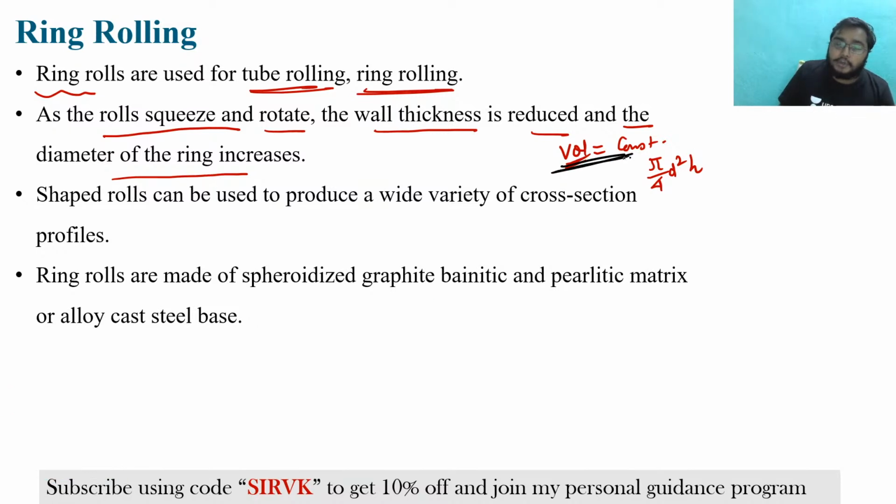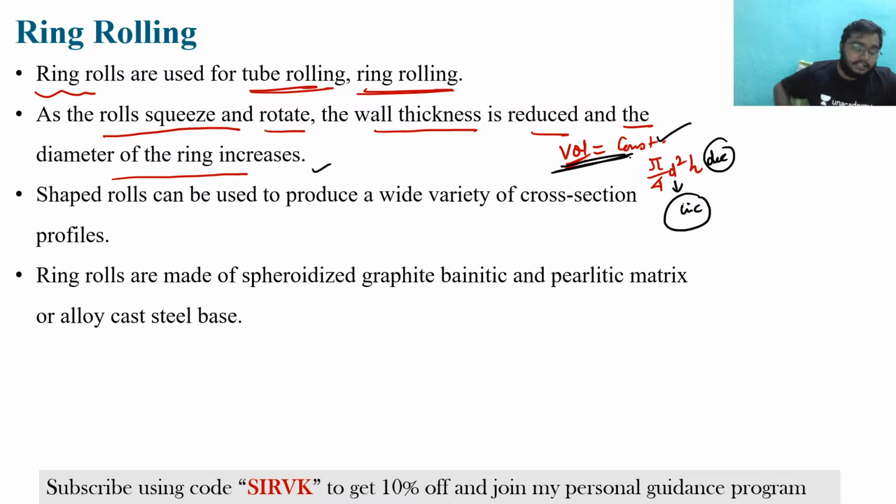Since volume is going to be constant, if diameter is increasing, the height should decrease. So this is the basic thing, because volume remains constant, and that's what is written here. As the roll squeezes and rotates, wall thickness is reduced and the diameter of the ring increases.